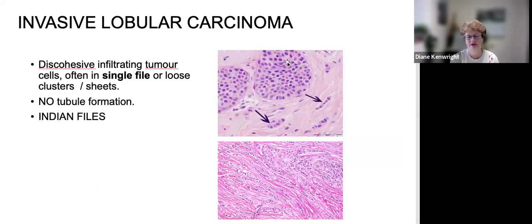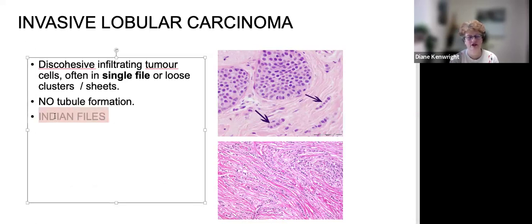So here we have LCIS, and here we have invasive lobular carcinoma. So typically described as moving in single file between the collagen strands in the breast. You can see them here. People used to call them Indian files, but I'm going to tell you they aren't called Indian files anymore. We just call them single file.